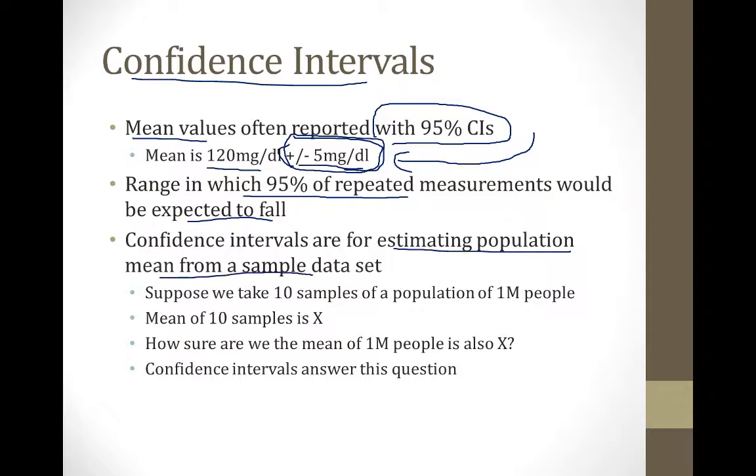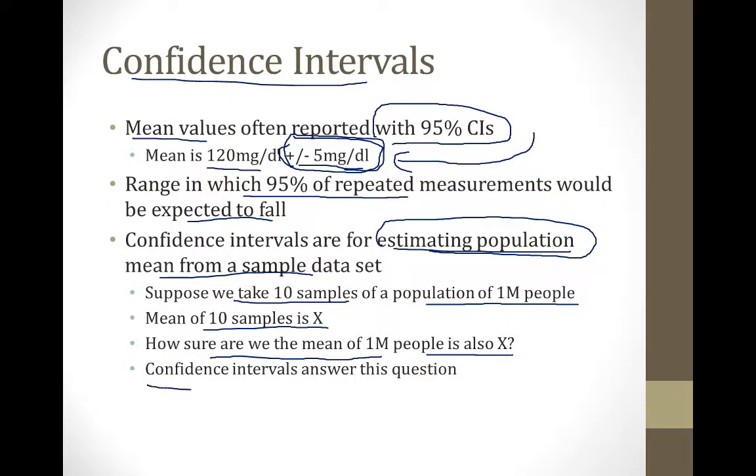When the authors report their findings on a group of, say, 10 or 100 diabetics, they're trying to give you an estimate of what the mean would be like in the entire population of similar diabetics. So just to make this clear, suppose we take 10 samples of a population in the world that's represented by 1 million people. The mean of our 10 samples is X. How sure are we that the mean of the 1 million people is also X? The confidence intervals are what help us answer this question.